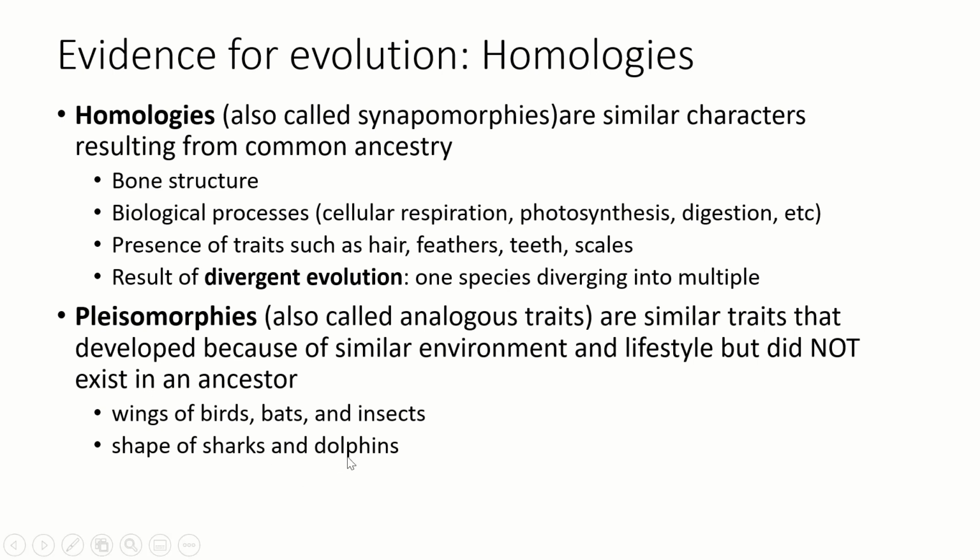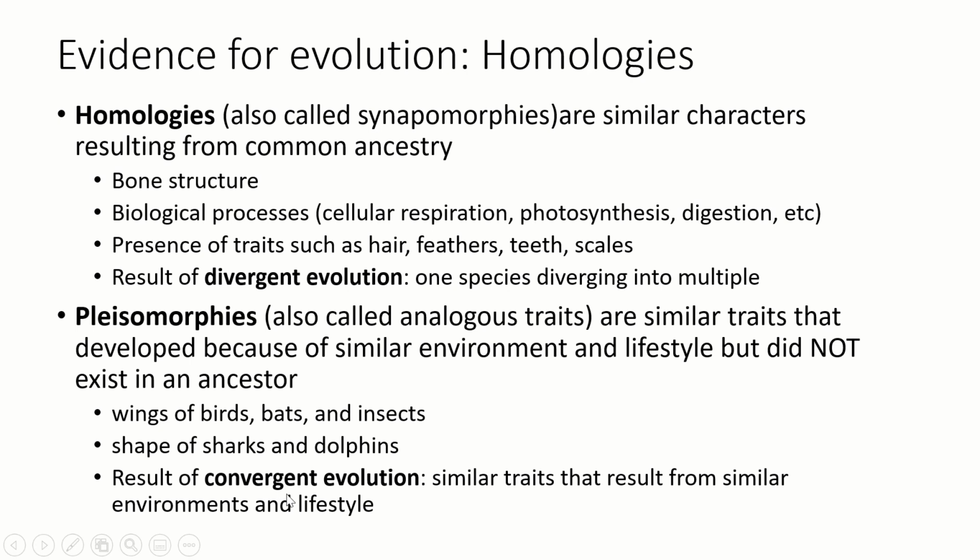Sharks and dolphins, really easy to confuse because they kind of look the same. They're the same coloration, they're the same shape. But a shark is a fish and a dolphin is a mammal. But they both live in the ocean and swim really fast. So that is the result of convergent evolution. So divergent evolution is the creation of separate species with similar traits. Convergent evolution is similar traits, but not from a common ancestor. So remember, everything is at some point evolutionarily related, but polymorphies are not closely evolutionarily related organisms.